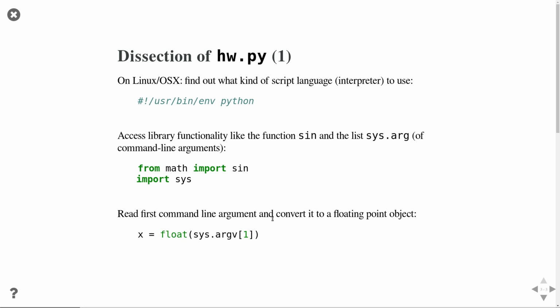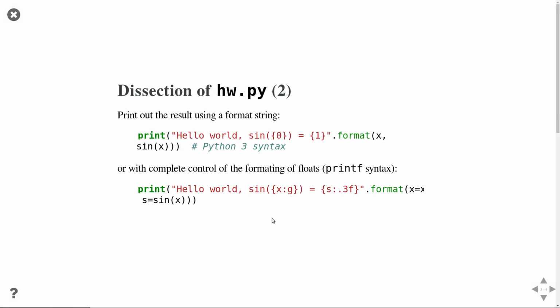Okay, in the next line, we extract the first command line argument, and we use the sys.argv list to access that. sys.argv gives us a list of all the command line arguments that the user has specified, and we take the first command line argument, convert it into a float, and store it as a variable x here. And finally, we print out the result.